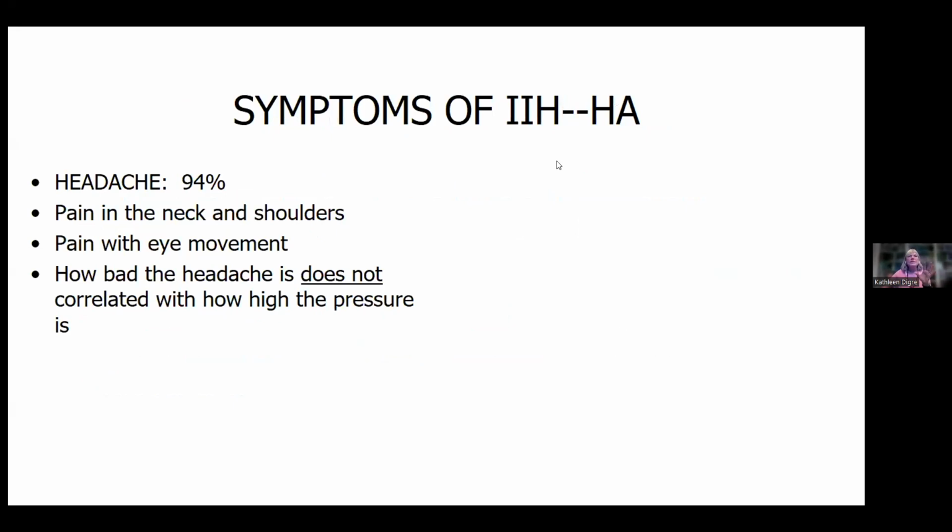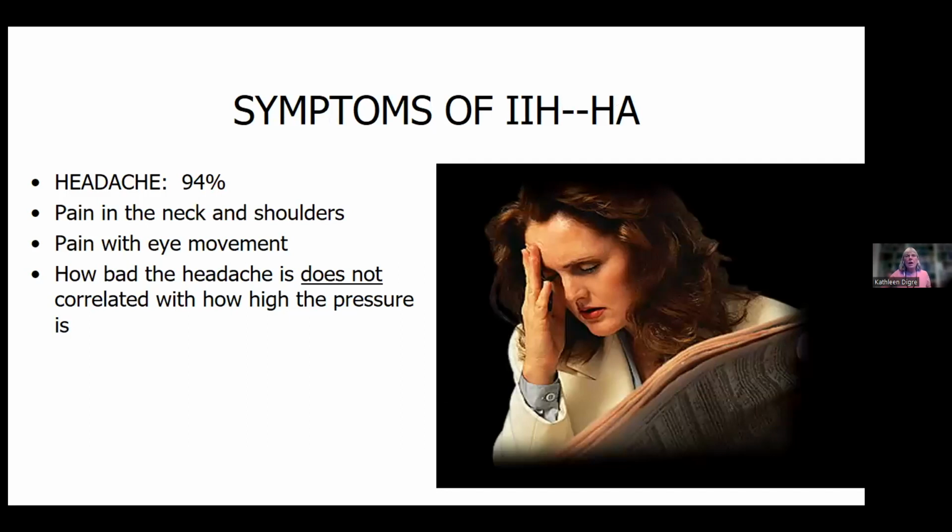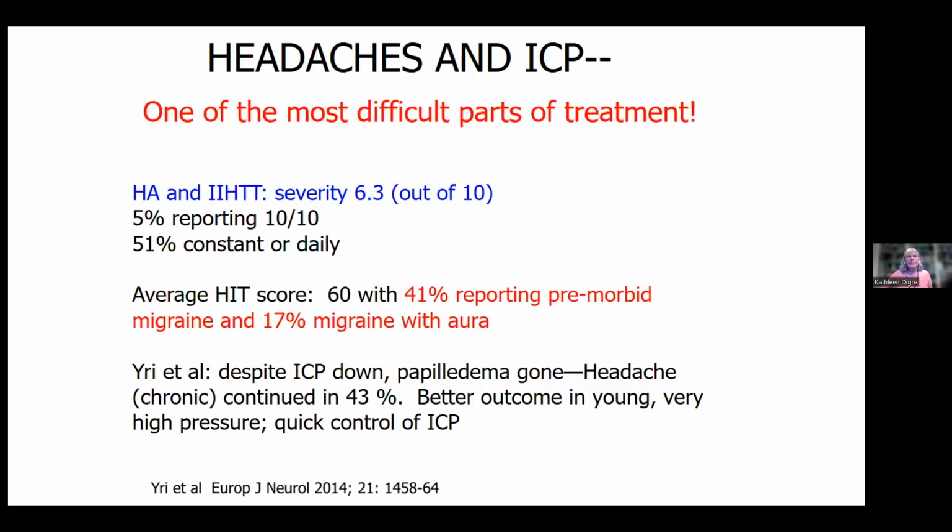So we talked about the symptom of headache. We talked about pain in the neck and shoulder blades. Sometimes people get pain with eye movements. What's interesting is how bad the headache is doesn't correlate with the pressure. So you can have somebody with really high pressure and very little headache, or you can have somebody with kind of borderline elevated pressure and the headache can be terrible. So really the headache does not correlate with the pressure. But headache is the most difficult part of our treatment.